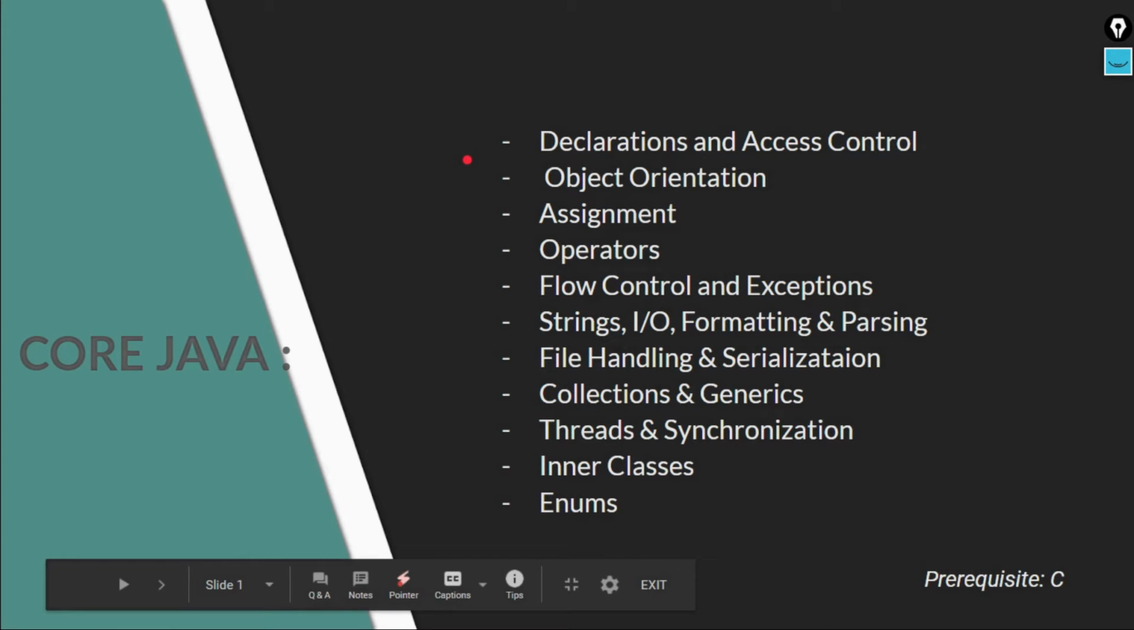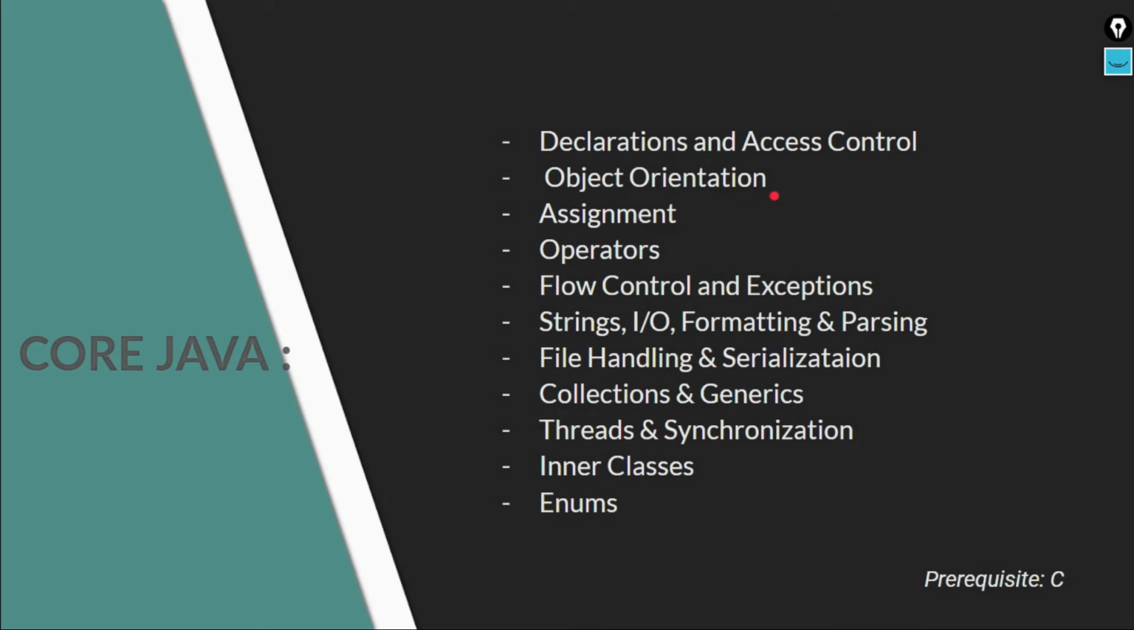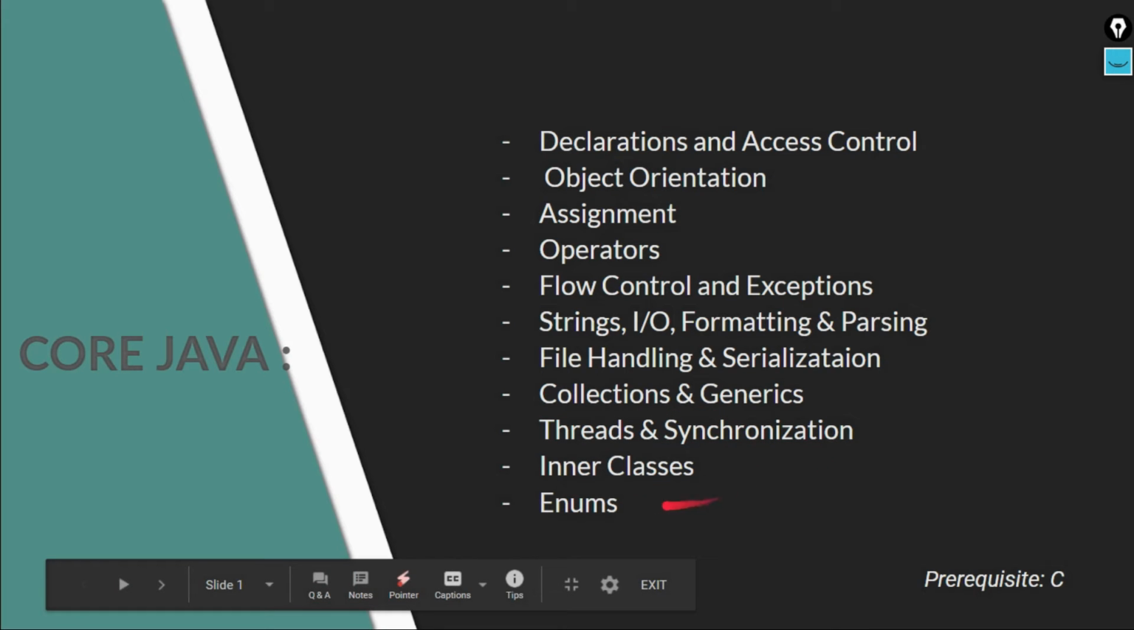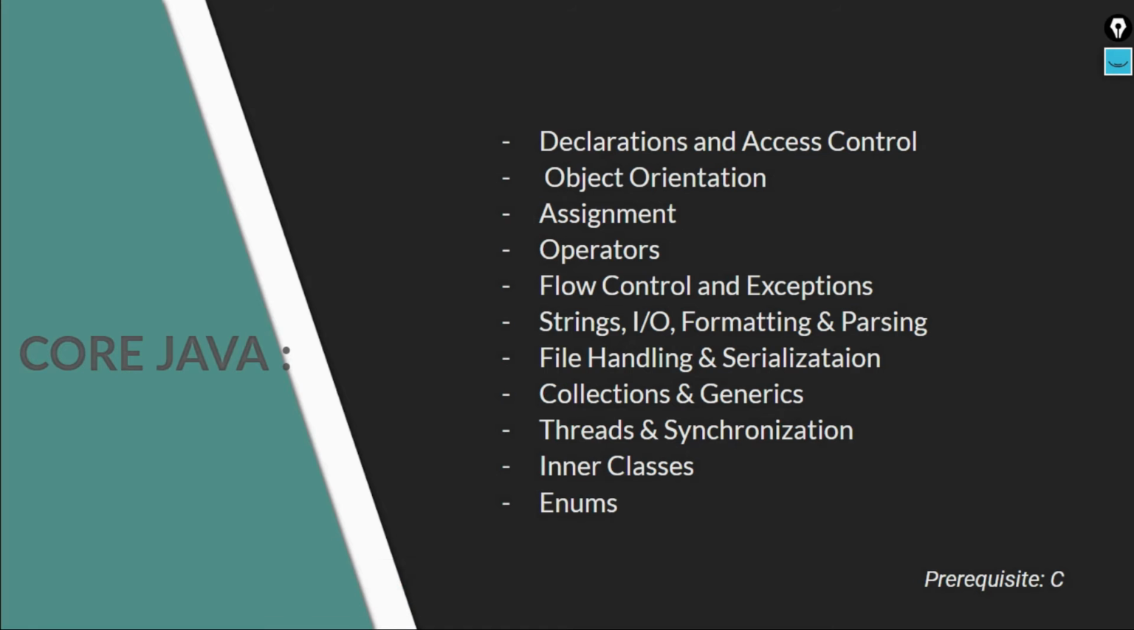In this course, we learn the following topics. These topics are declaration and access control, object orientation programming, which is the base of Java, assignment operators, then flow control and exceptions, strings, input output, formatting and parsing, file handling and serialization, collections and generics, threads and synchronization, inner classes and enums. So friends, don't miss any lectures and be consistent.